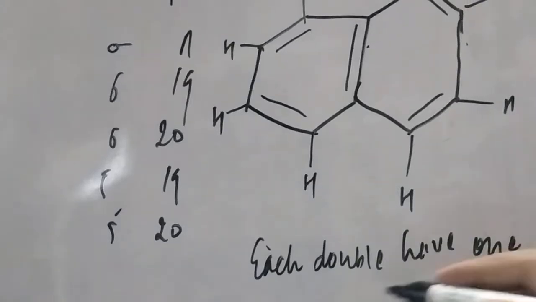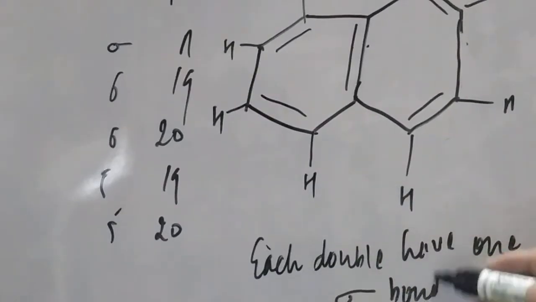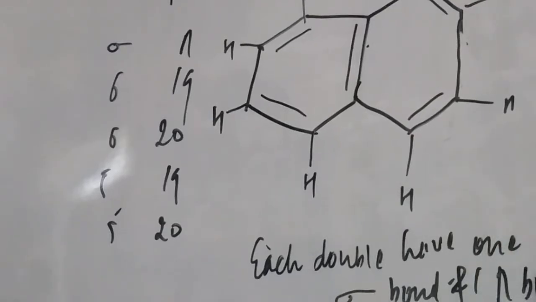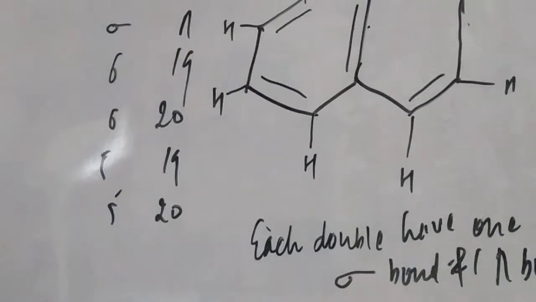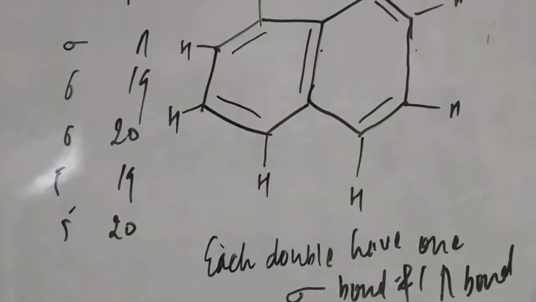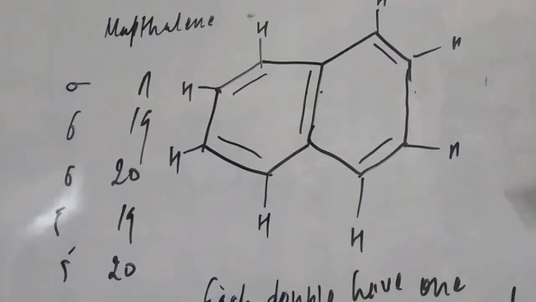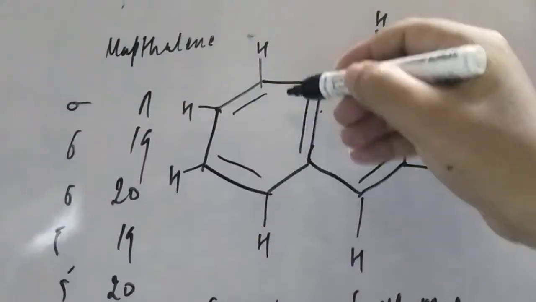One sigma bond and what is there, student? And one pi bond. One sigma bond and one pi bond. Okay, each double bond has one sigma bond and one pi bond. Now student, check out. So if you want to calculate, here is the number, student, you check out here.